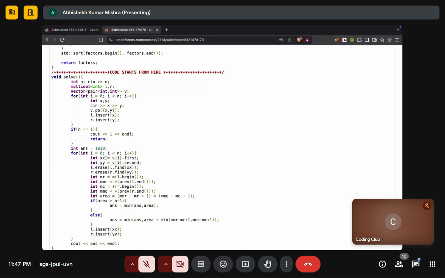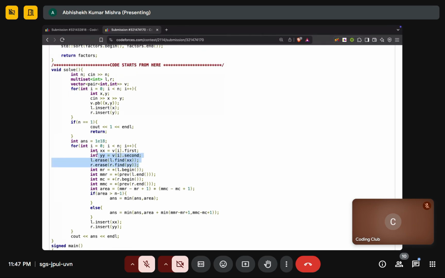I am deleting the x coordinate from the multiset which is storing x, and I am deleting the y coordinate from the multiset which is storing y. So up to this point I have deleted the ith monster. Now the ith monster is not in the picture. So for the remaining n minus 1 monsters, I am calculating the number of cells that is required.